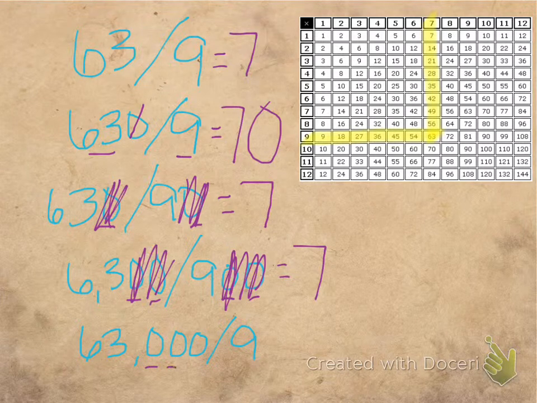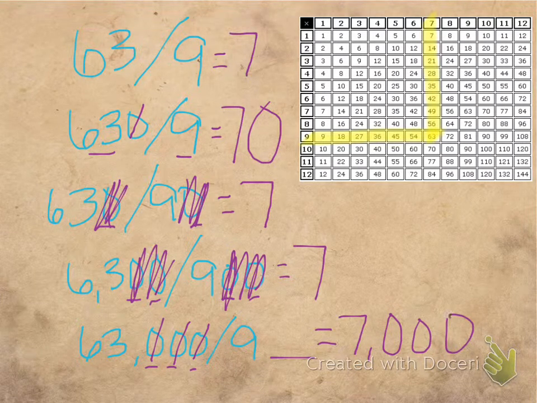Here, I have 1, 2, 3 zeros. I don't have any over here, so I'm just going to ignore them for a second. 63 divided by 9 is 7, and then I have to add my 3 zeros back, which is 7,000.